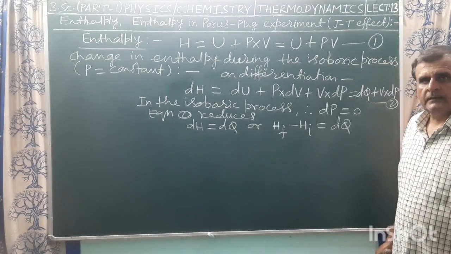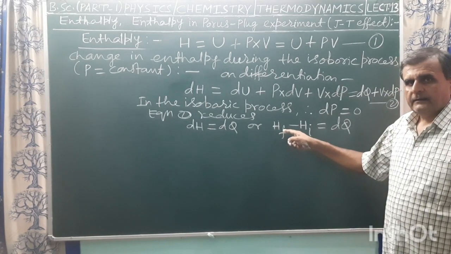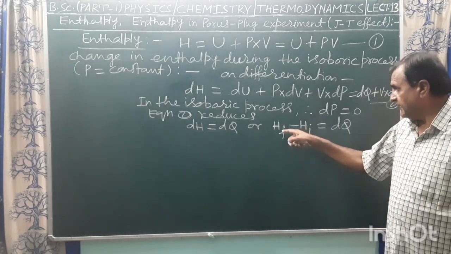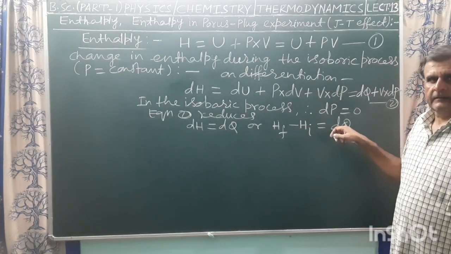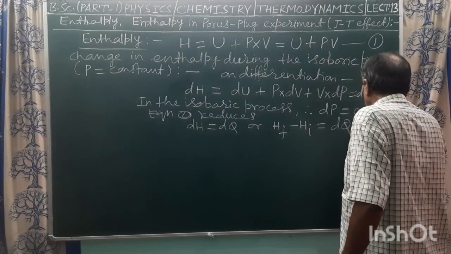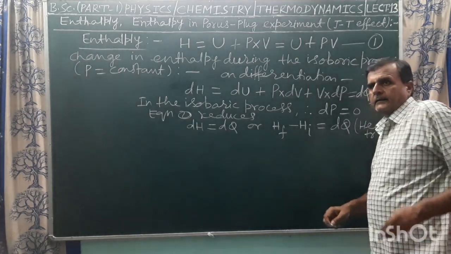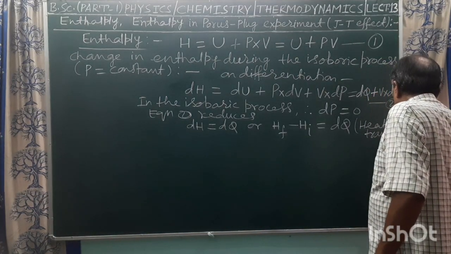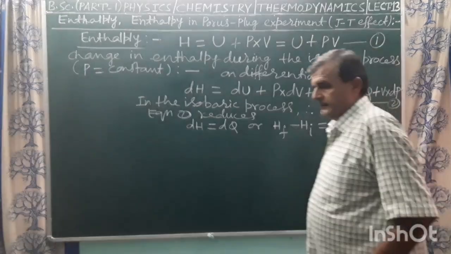So it is clear that the change in enthalpy in the isobaric process, that is HF minus HI, is equal to the heat transfer dq, which is heat transferred or available energy. Heat transferred or available energy.